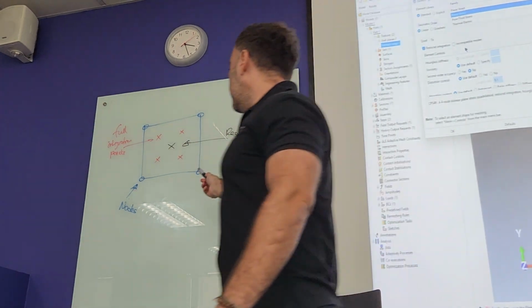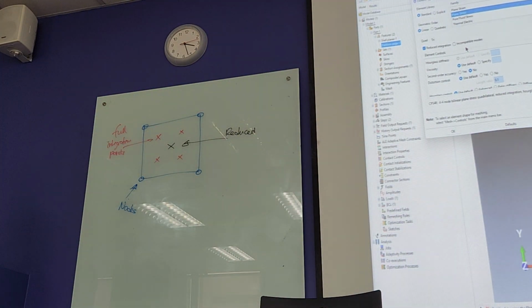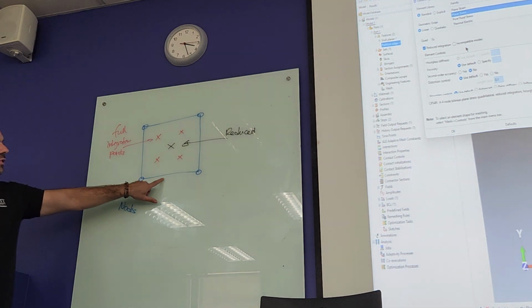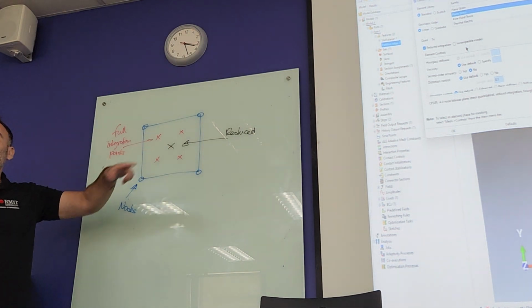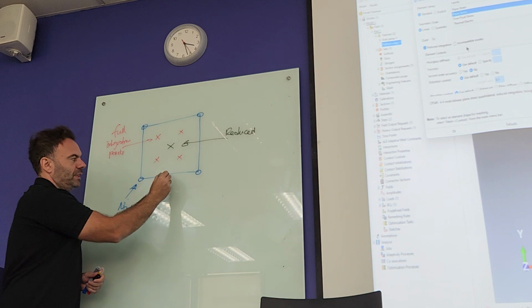What I've shown here is a linear element. What it means is that the edge is linear. It cannot curve. Yeah? If we had additional, it's called an internal node.